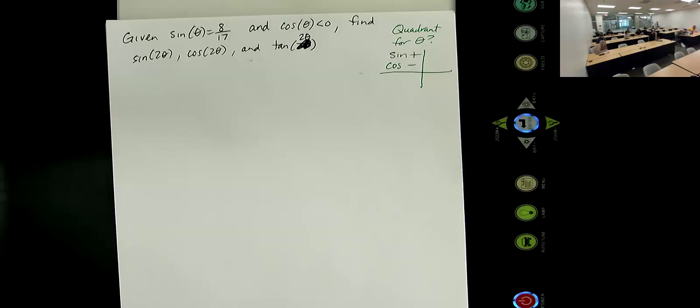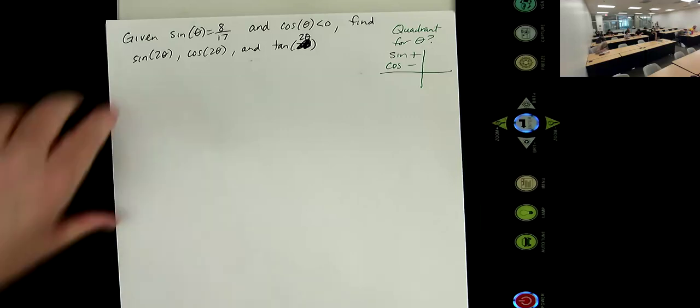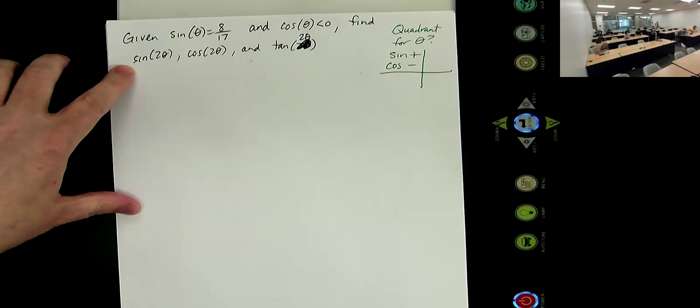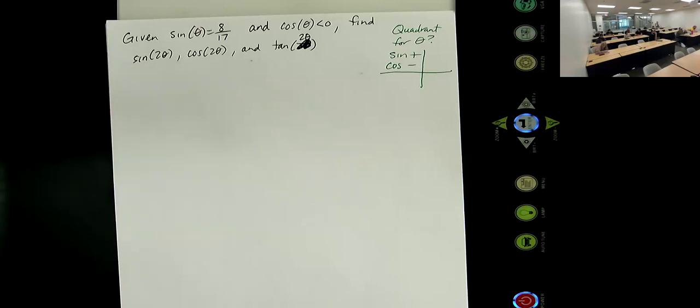So cosine of 2 theta. Let's start with sine. Well, we kind of need to do sine of 2 theta and we need cosine of theta, right? So maybe let's start there. Let's go with finding cosine theta. Let's see, how do we want to go about this?